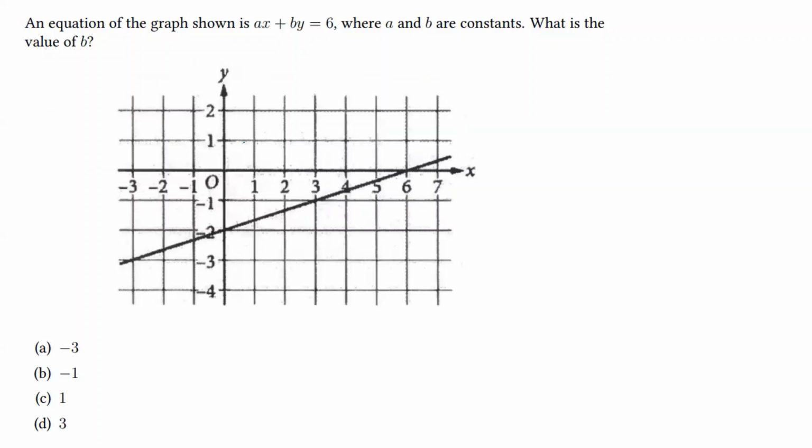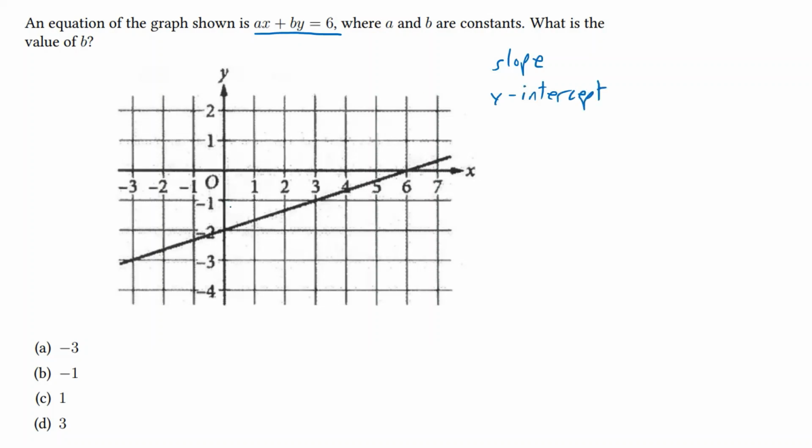Here we have another graph. We are told that its equation is ax plus by is equal to 6, where a and b are constants. We want the value of b, which is the coefficient of y. We are going to obtain the two pieces of information we need, a slope and the y-intercept.